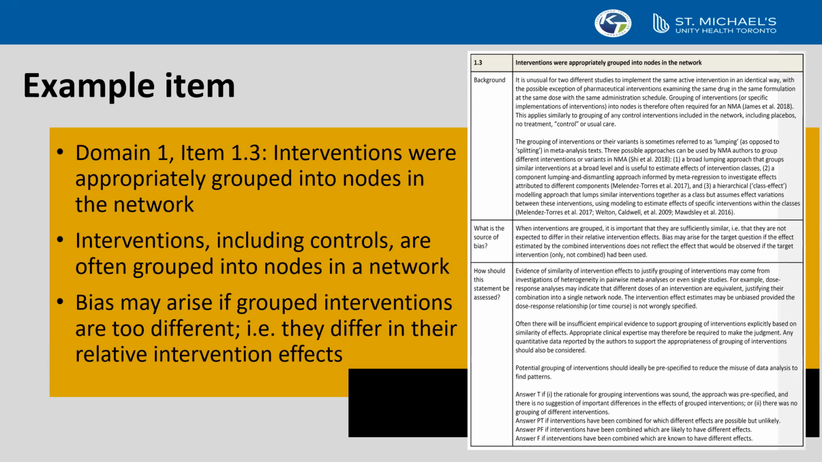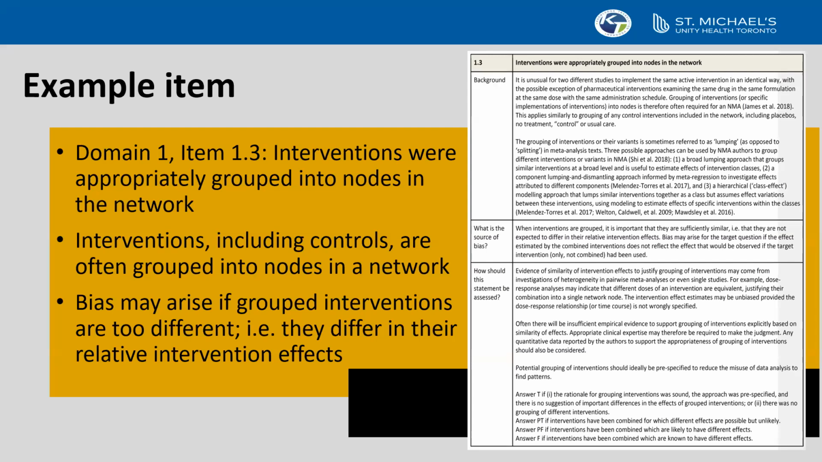The grouping of interventions or specific implementation of interventions into nodes is often required in a network meta-analysis. This applies similarly to the grouping of any control interventions, including placebos, no treatment control, or usual care. For example, if studies from 1980 to 2023 are included, they might have very different definitions of standard of care, and the NMA authors might want to have considered that, and we want to see that reflected perhaps in the description in the manuscript.